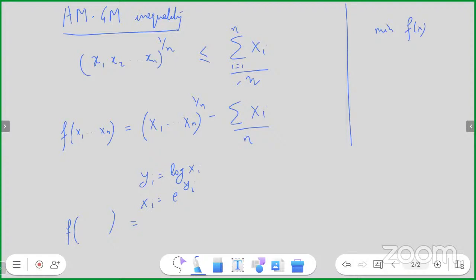It is the summation of e to the power y, and here y and x, minus the summation of e to the power y. Now what should I do?